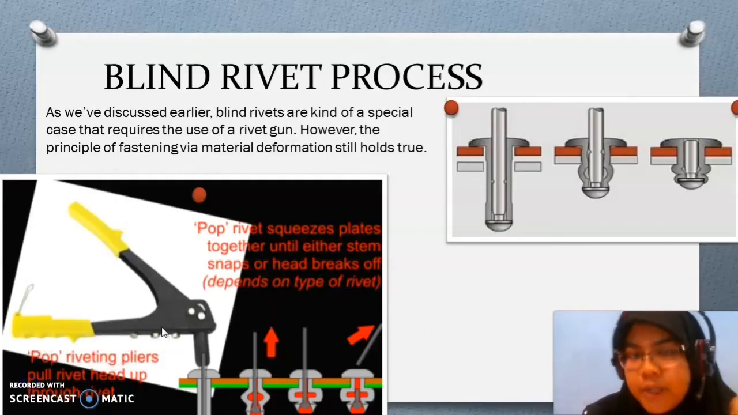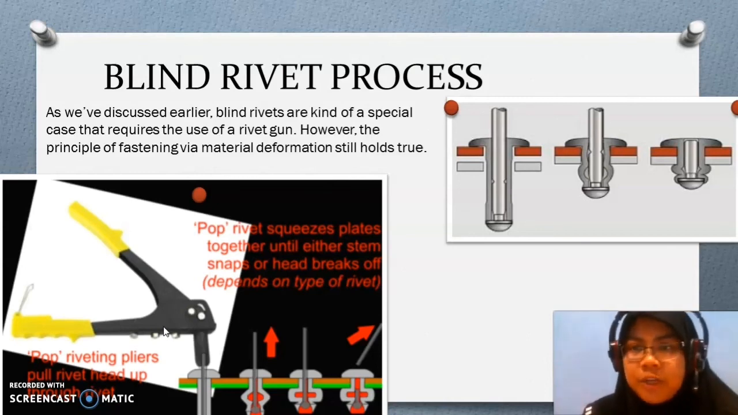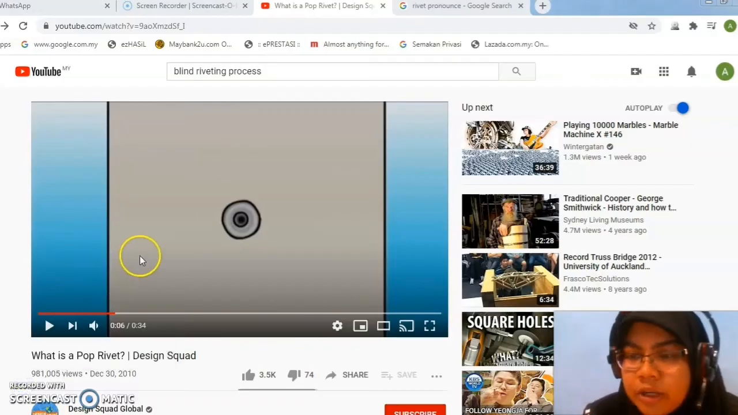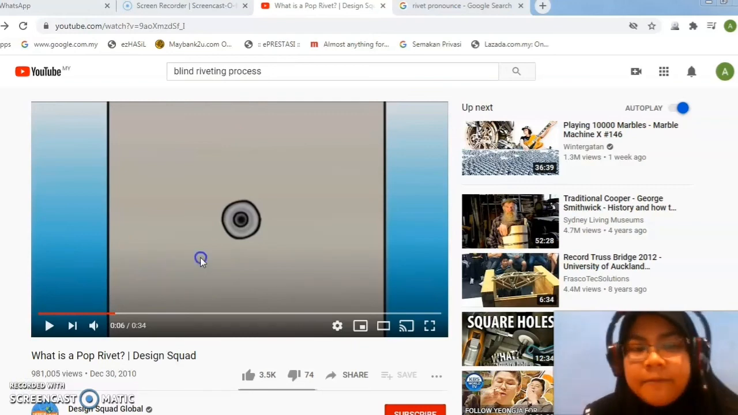So let's talk about the blind rivet. As we discussed earlier, the blind rivet is a very special case because it requires the rivet gun. The principle of fastening via material deformation is still the same, but I will show a short video and you can see the difference between the blind rivet and the standard rivet or countersunk rivet that we use with a hammer. So let's see this video on how a pop rivet or blind rivet works.